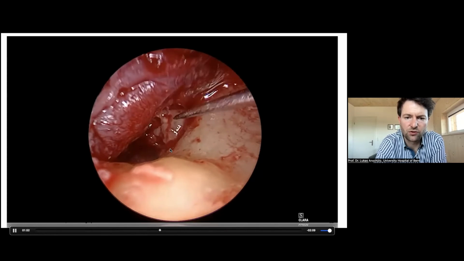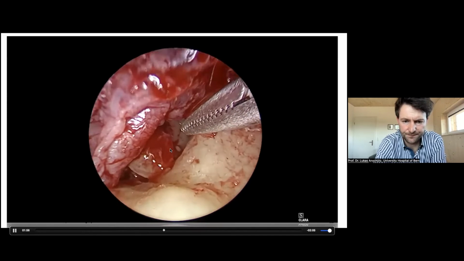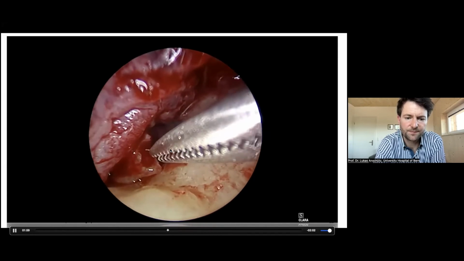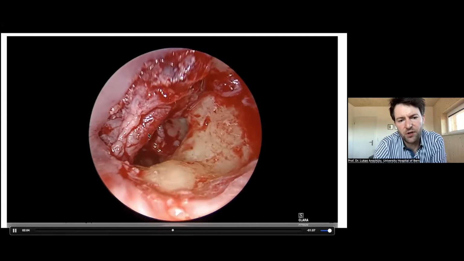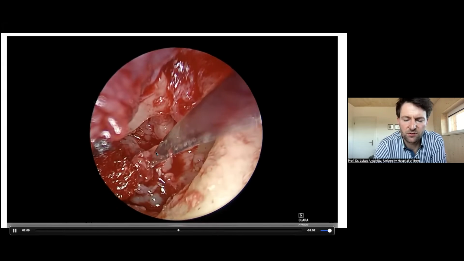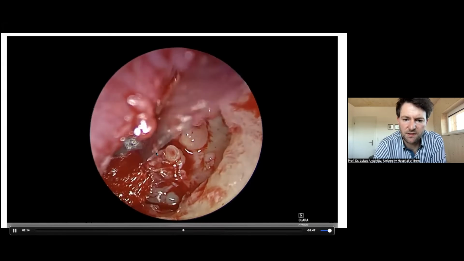And we need to turn it around a little bit to be able to remove it using the forceps. And then you can see here, perhaps there is some epithelialization here, perhaps not. You can see now the granulation tissue can be cleaned away from the stapes.